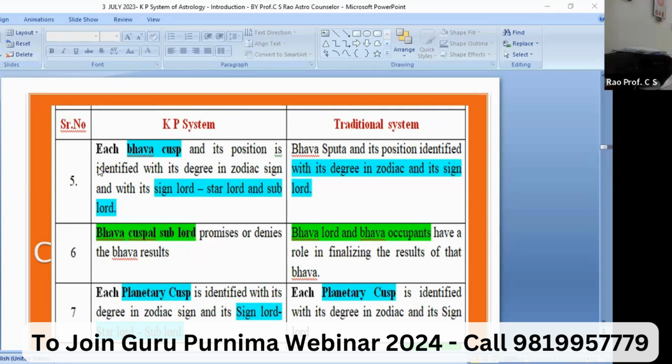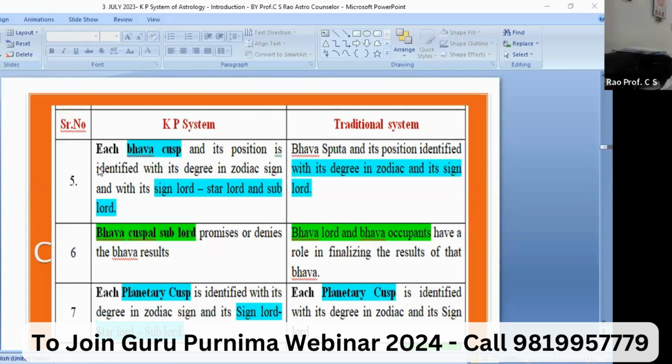There are 1 to 12 Bhavas. What is the purpose of a Bhava? There is a life event in each of the 12 Bhavas. Suppose education is the 4th Bhava and higher education the 9th Bhava. Whether a person gets education or higher education is told by the 4th cuspal sublord or the 9th cuspal sublord, whether it is promised to him or not. We have to decide that first of all.